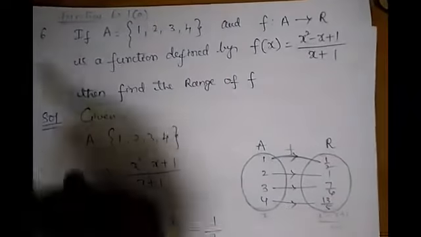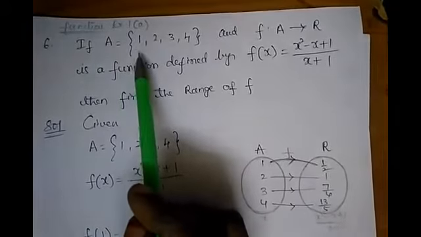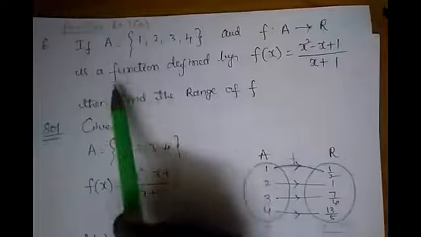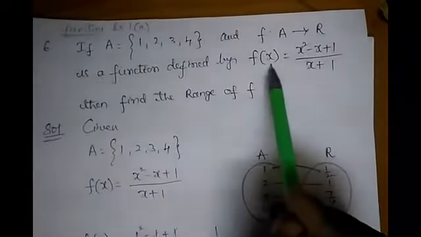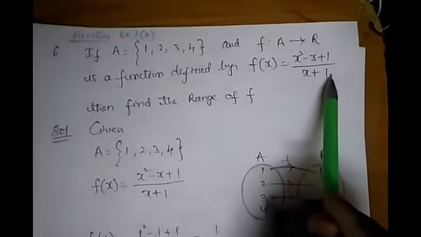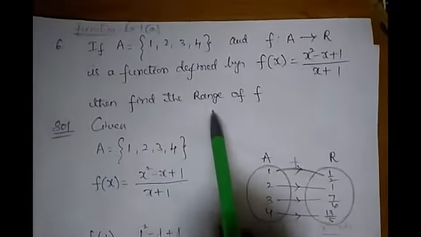Exercise 1a, sixth problem. If A equal to the set {1, 2, 3, 4} and f from A to R is a function defined by f of x equal to (x square minus x plus 1) by (x plus 1), then find the range of f.